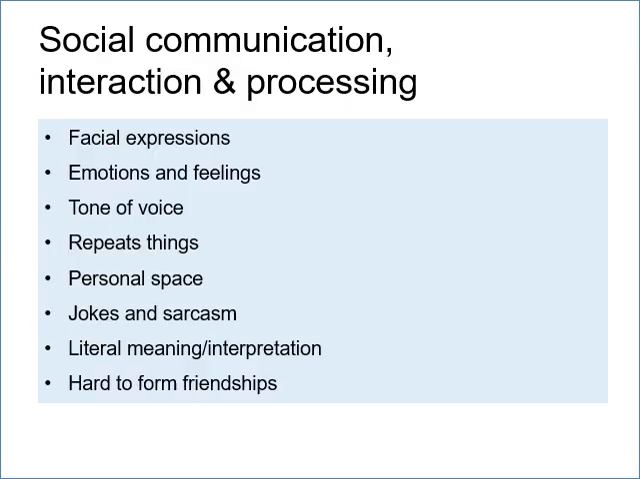Social communication, interaction and processing include facial expressions, emotions and feelings, tone of voice, repeating things, personal space, jokes and sarcasm, literal meaning and interpretation, and may find it hard to form friendships. Exploring this further, children with autism often appear to avoid eye contact, not looking towards you, for example. Similarly, they may appear aloof or uninterested in people and have still facial expressions, making it difficult for parents and carers to pick up on their feelings and emotions.